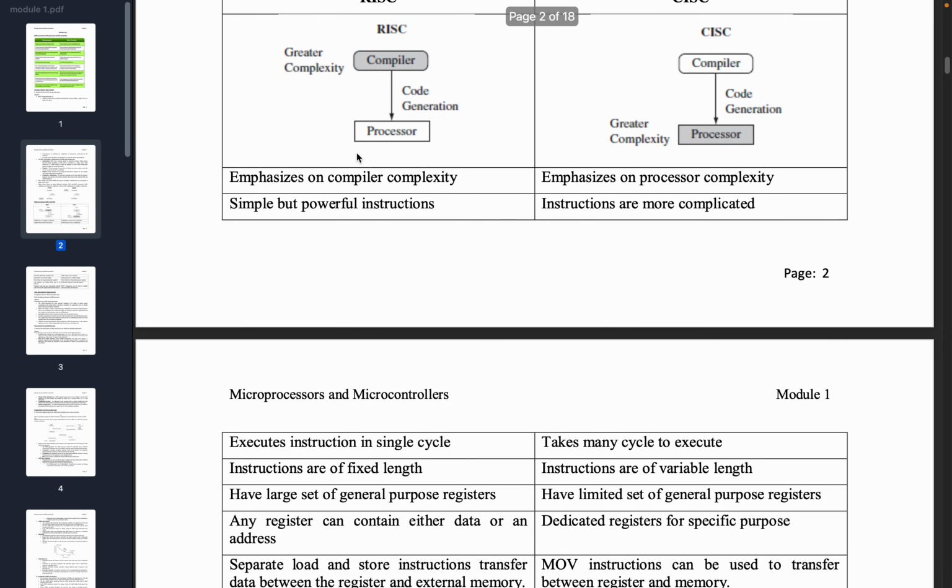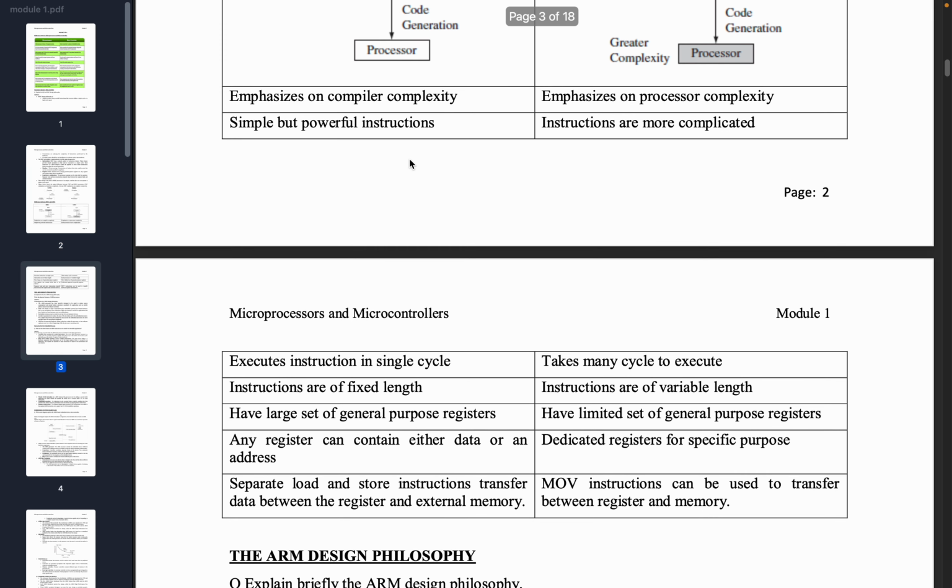See here once again: the diagram emphasizes greater complexity in the compiler for RISC, while in CISC the processor has greater complexity. RISC has simpler but powerful instructions; in CISC they are more complicated. RISC takes a single cycle, but CISC takes many cycles. Instructions are fixed length in RISC but variable in CISC. RISC has a large set of general purpose registers, while CISC has a limited set. The next point is registers and their content, either data or address. In RISC, separate load and store instructions transfer data between memory and registers. But in CISC, a move instruction can be used to transfer data between registers and memory.